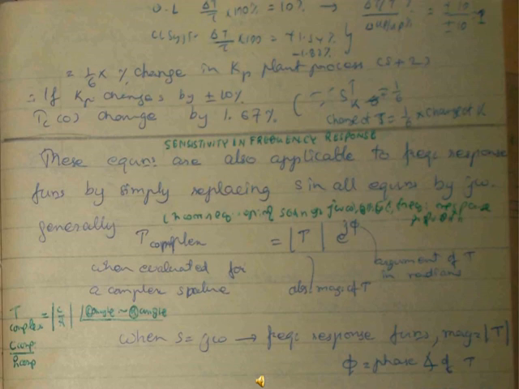So T complex is equal to T magnitude multiplied by e power j phi, with s equal to j omega. This is the frequency response function. So this is the magnitude of T, and phi is the phase angle of T.